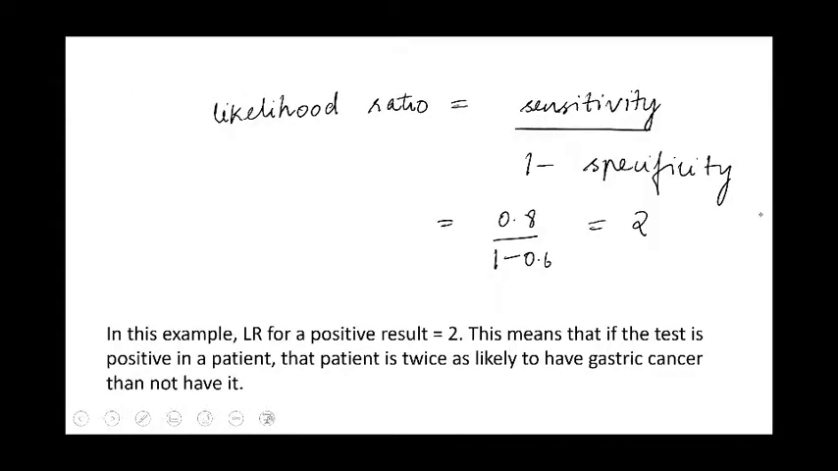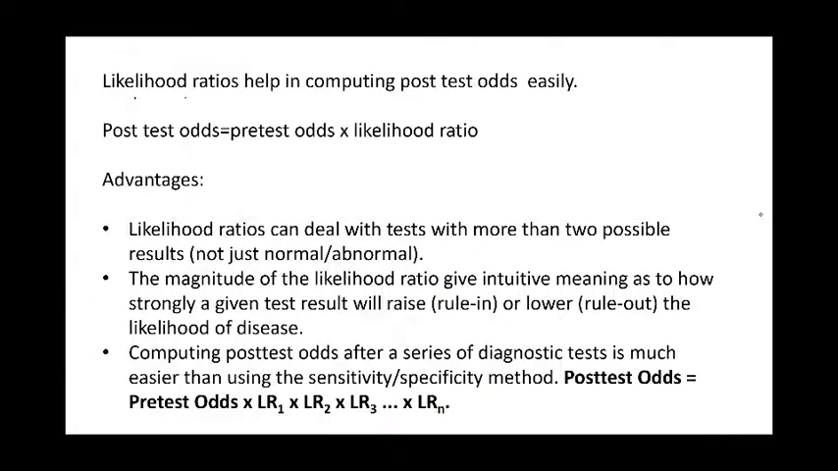Now we come to likelihood ratio. So we've simplified likelihood ratio into this formula, sensitivity by 1 minus specificity. Sensitivity we've seen is 0.8, specificity 0.6. So the likelihood ratio is 2. So this means that if the test is positive in a patient, the patient is twice as likely to have gastric cancer than not have it. This again is the same representation of that data.